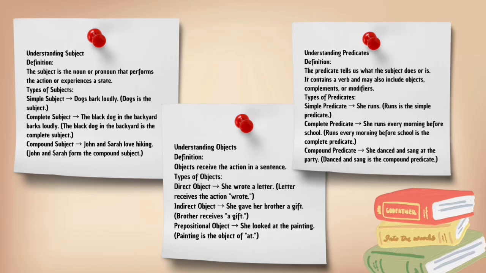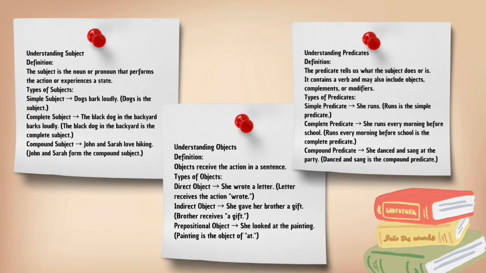And the last one, we have prepositional object. Prepositional object is a noun phrase that follows a preposition and completes its meaning. For example, she looked at the painting. Painting is the prepositional object. Another example, we talk about the project. The project is the prepositional object.